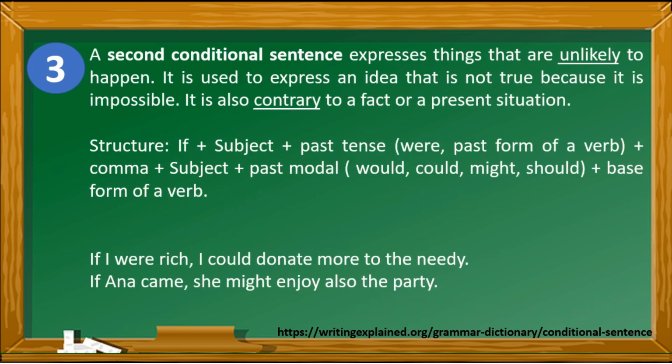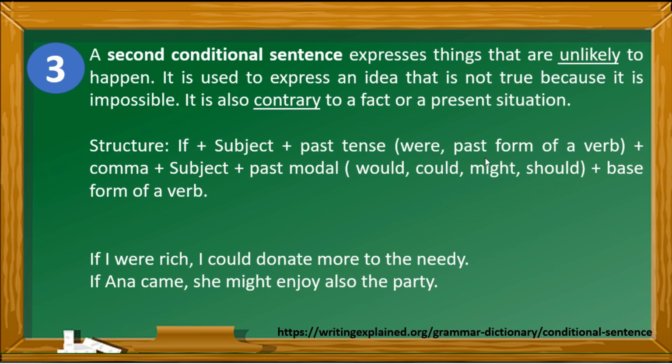Number 3. A second conditional sentence expresses things that are unlikely to happen. It is used to express an idea that is not true because it is impossible. It is also contrary to a fact or present situation. The structure is if plus subject plus past tense. When you are using the be verb, always use were. Even if the subject is singular, still you're going to use were and not the word was.